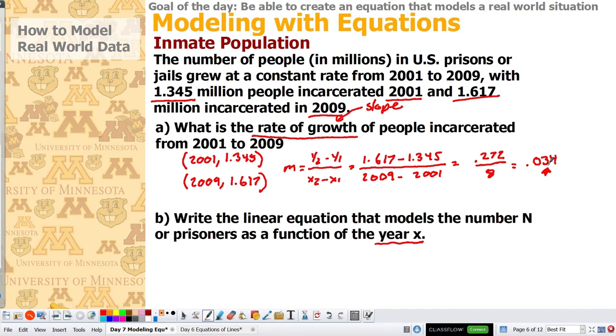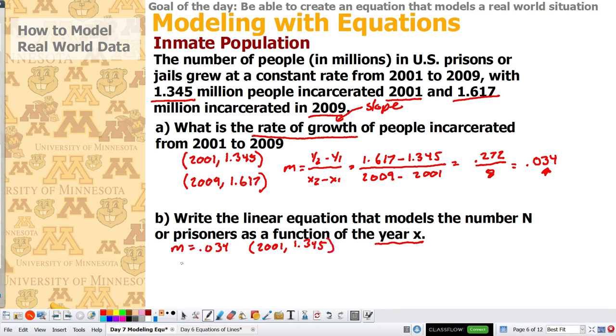All right. And here, B says, write a linear equation that models the number n of prisoners as a function of the year x. So instead of using y, they want me to use n, and I'll plug that in at the end. I'm going to start with my normal function, because what do I have here? I have my m, 0.034, and I have a point. In fact, I have 2 points, and it doesn't matter which point you pick, you'll get the same answer. So I'll just pick that first point, 2001, 1.345.